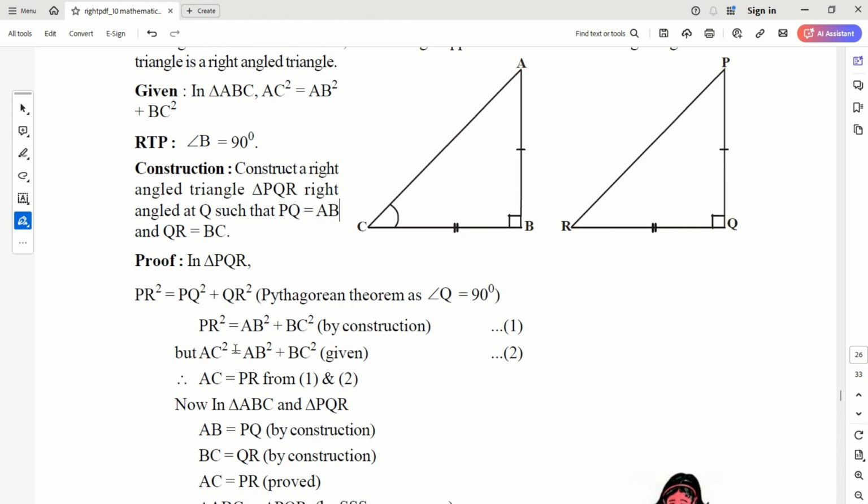So now we know that PQR is congruent to ABC, correct? Triangle PQR is congruent to triangle ABC, which means if Q is angle 90, then B also should be angle 90. Okay, so that's how we prove the reverse of Baudhayana theorem.